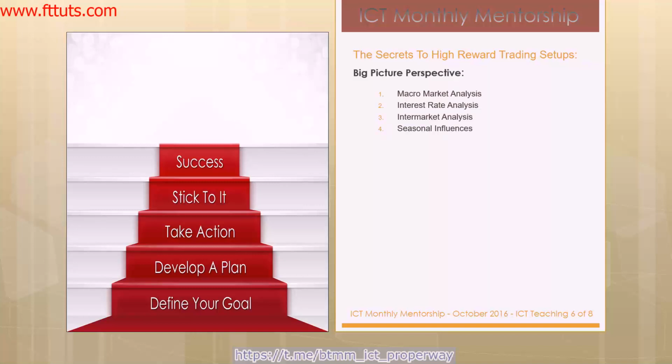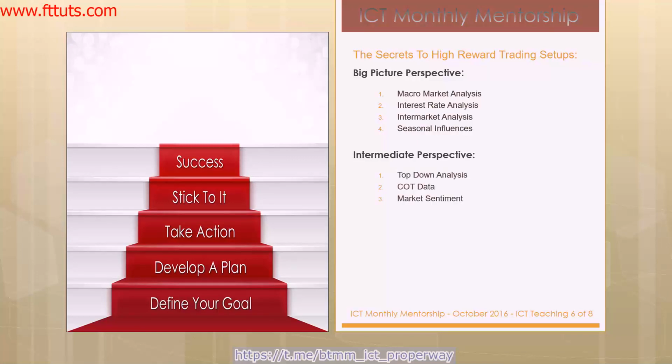Before we get into any high reward trading setup, we have to understand, obviously, there's going to be a big picture perspective. Okay, and when I say big picture perspective, it's primarily 4 areas of reference. It's going to be macro market analysis. It's going to be interest rate analysis, intermarket analysis, and seasonal influences.